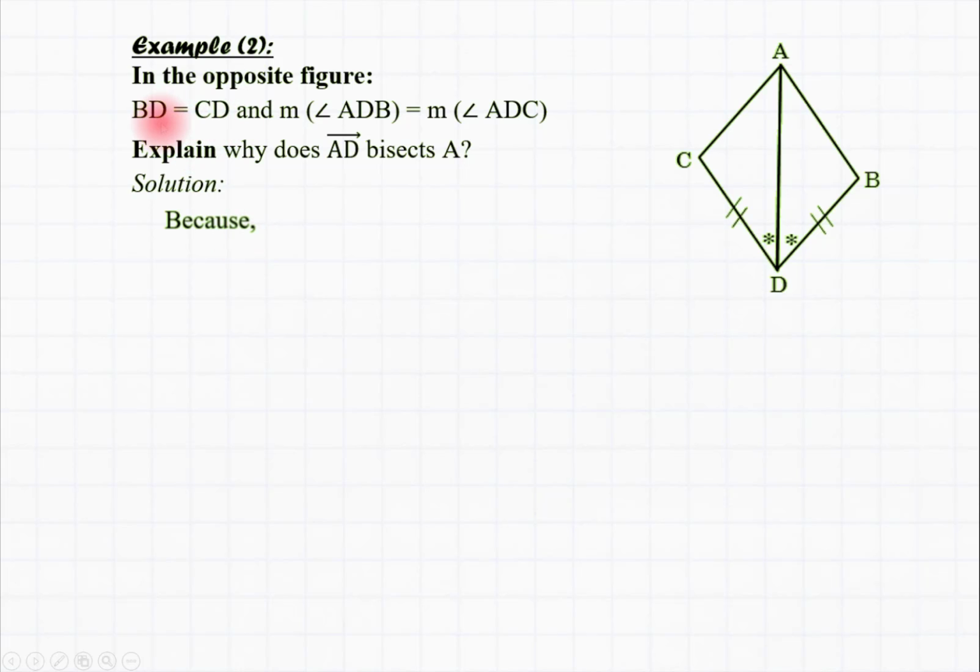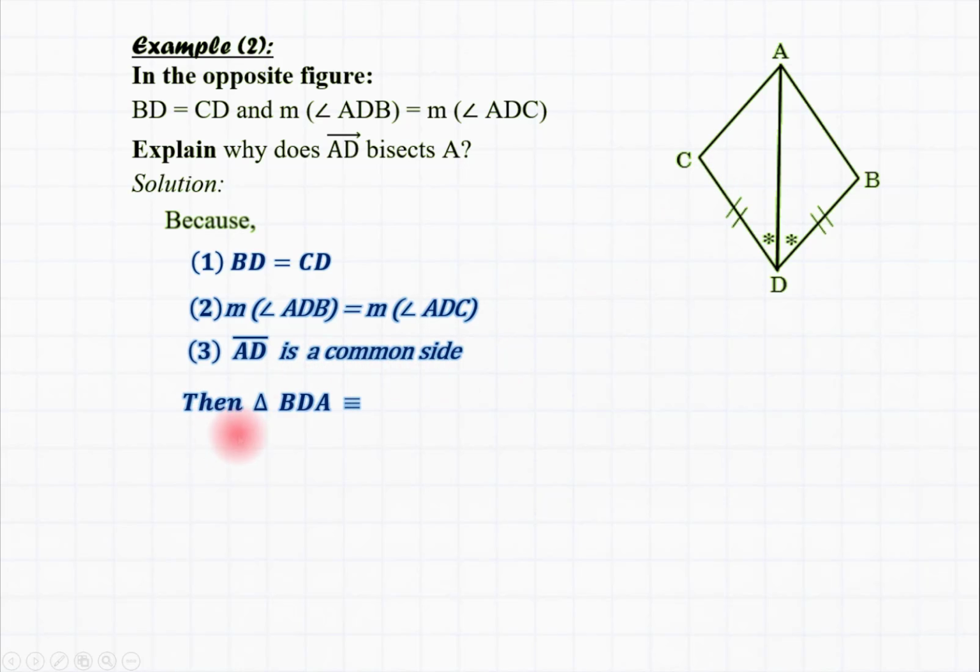Then because we have BD equal to CD, first, and second we have the measure of angle ADB equal to the measure of angle ADC. These two angles are equal, and AD is the common side, the length of AD in triangle ADB is the same as in triangle ADC. Therefore, triangle BDA will be congruent to triangle CDA because we have two sides and the included angle in this triangle, and also two sides and the included angle, side angle side.